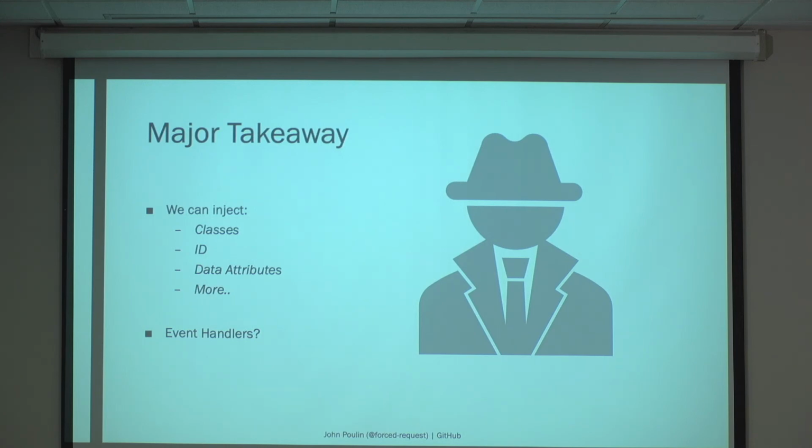So the major takeaway is that using DOM Purify with default settings will allow us to inject classes, which we just saw. It'll allow us to inject data attributes, which we just saw. I didn't show you, but you can inject IDs as well. That's one of the 100 permitted attributes and more. Again, 100 attributes, 100 tags. There's a lot going on that DOM Purify allows by default.